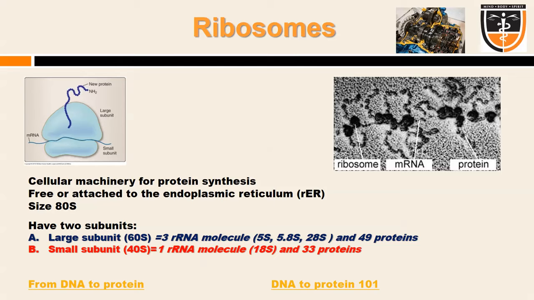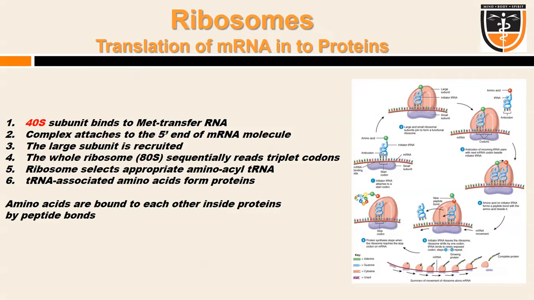So the large subunit has 3 rRNA molecules, 5S, 5.8S, and 28S, which they usually test you on boards, asking you this. Less and less, thank God. And 49 proteins. While the small subunit, the 40S, has 1 rRNA molecule and 33 proteins. And there are really 2 cool videos, guys, if you want to look on your own, that kind of explain how ribosomes work.